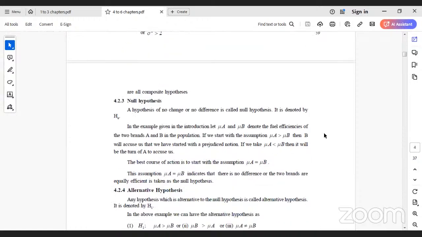Null hypothesis. A hypothesis of no change or no difference is called the null hypothesis, denoted by H0. In the example given in the introduction, let mu A and mu B denote the fuel efficiency of the two brands A and B in the population. If we start with the assumption mu A greater than mu B, then B will accuse us of starting with a prejudiced notion. Similarly, if we assume mu A less than mu B, then it will be A's turn to accuse us.